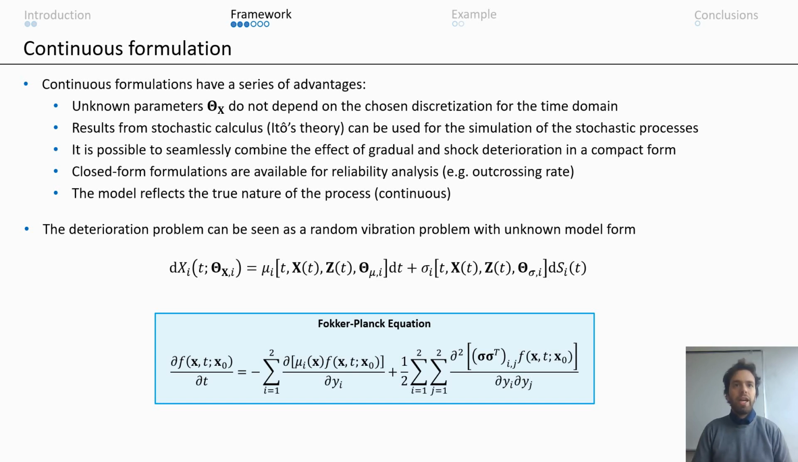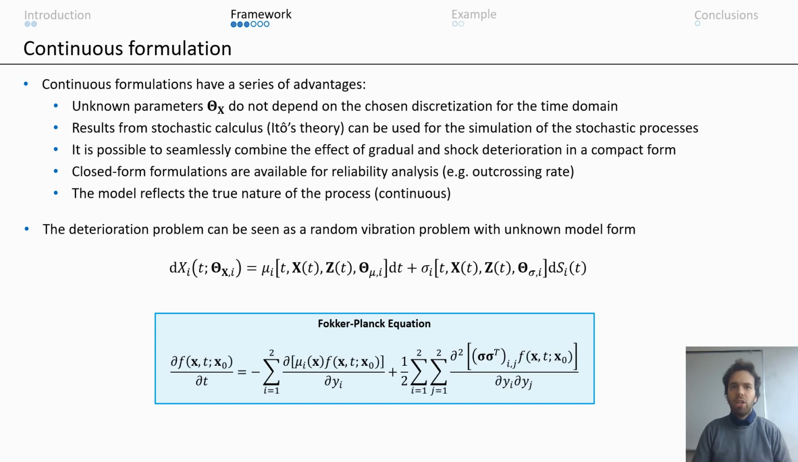This continuous formulation also allows us to seamlessly combine the effect of gradual and shock deterioration in a compact form. And closed-form formulations, for example the ones for first passage probability, are available to perform a reliability analysis on the system. Most importantly, however, this type of formulation reflects the true continuous nature of the phenomena that are affecting the deterioration of the system.